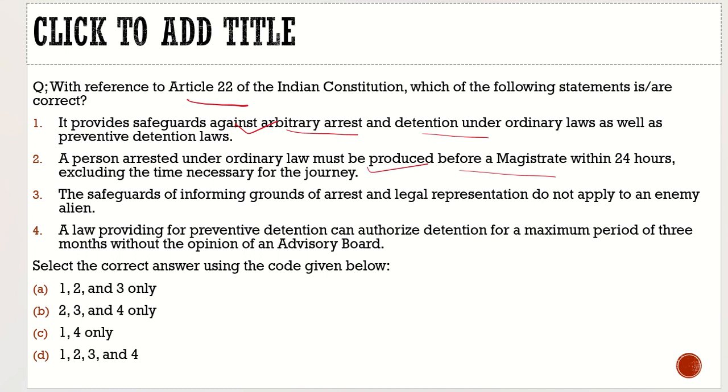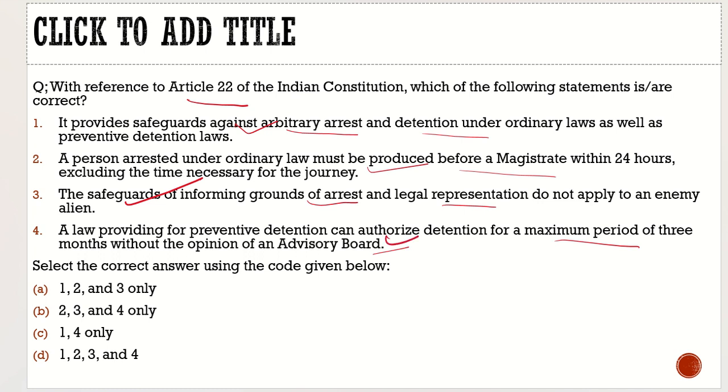Within 24 hours, you have to produce him before the magistrate. But you can exclude the time which was spent in the journey, because sometimes you may have to travel many kilometers, and it would be practically impossible to produce the person within 24 hours. So this is excluded. Third statement, the safeguards of informing grounds of arrest and legal representation do not apply to an enemy alien. 100% correct. Fourth, a law providing for preventive detention can authorize detention for a maximum period of 3 months without the opinion of an advisory board. 100% correct. This is also true.